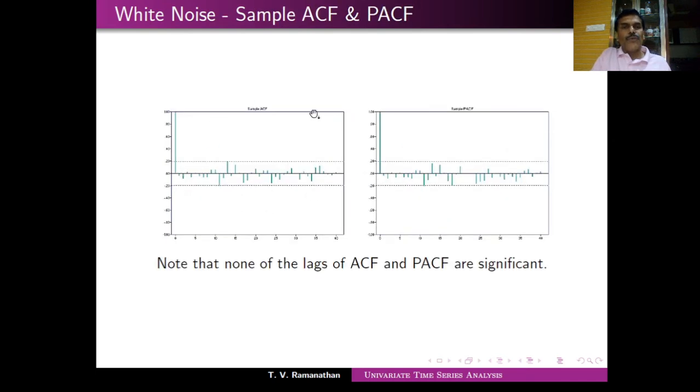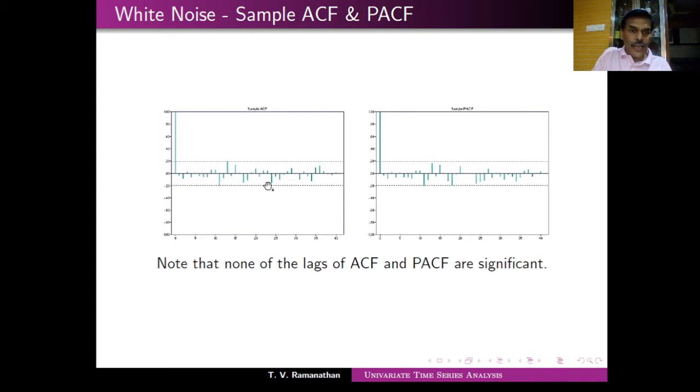Now, how should its autocorrelation and partial autocorrelation look? We have seen that the autocorrelation and partial autocorrelation are significant only for h equal to 0. For all others, they are not significant. So you can see that this is 1 because h equals 0, the lag is 0. And for all others, these are within these limits.